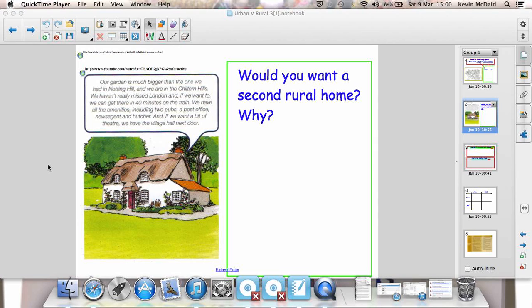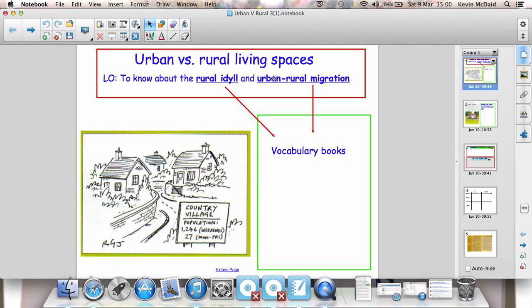Is it true? Is it not true? Well, this is the thing. It's different experiences for different people. The rural idyll doesn't necessarily exist. As I say, it's more an idea, a belief, an idealistic view of what countryside living is. And it's one of the reasons why a lot of people decide to move from urban to rural areas, urban to rural migration, moving from the city to the countryside, looking for this rural idyll.